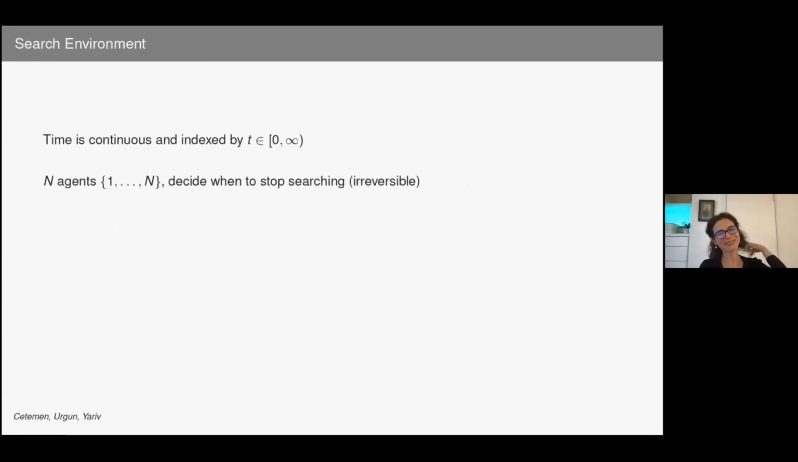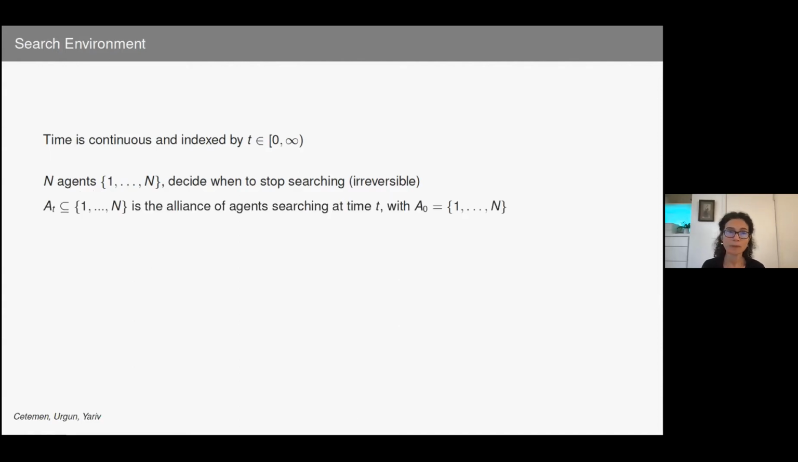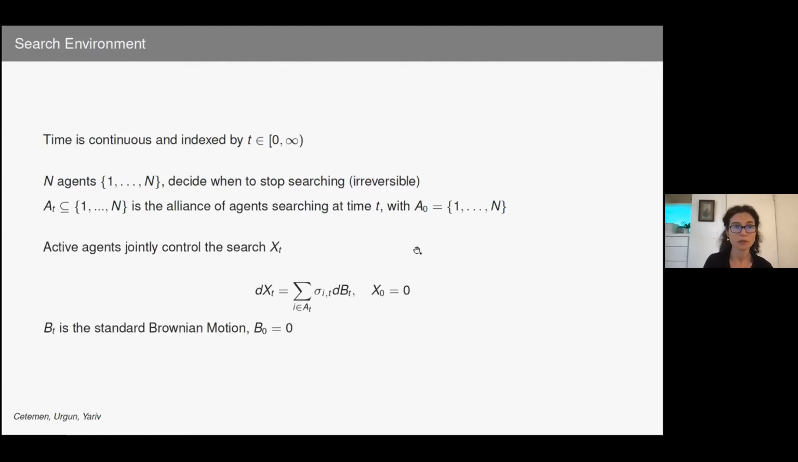All right, so here's the model. In our setting, time is continuous and indexed by t. There are n agents who decide when to stop searching. And when you stop search, that's an irreversible decision. Now, A sub t is going to denote the alliance of agents who are still active at time t. So this is going to capture really the inherent dynamics of this process. At any point in time, there is a certain set who is still searching. A sub 0, just for convenience, is going to be the full set of agents.